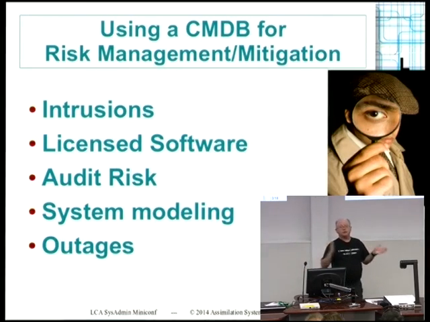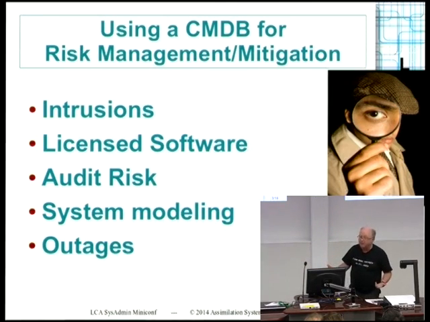For example, with intrusions, about 30% of all people who break into sites from the outside do it through machines that people have forgotten about. And it doesn't matter if you have Puppet managing all the machines you know about, if you've forgotten about the one that the guys break in on. So part of the process of discovery here is to see all the things you have, including those you might have forgotten about. We also discover licensed software.